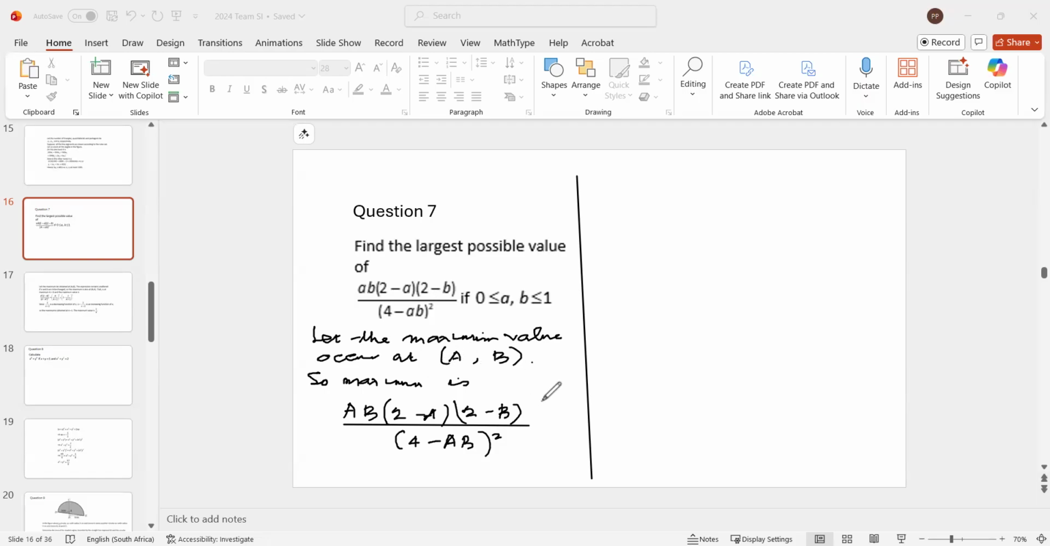Now, an interesting observation here is that if I interchange A and B, I'll get exactly the same function. If I put B in place of A, and A in place of B, then I'll have BA, which is the same as this, then 2 minus B, which is the same as that, and 2 minus A, which is the same as that. And here, of course, AB and BA are the same thing. So in other words, if the maximum value occurs at (A, B), the maximum value also occurs at (B, A).